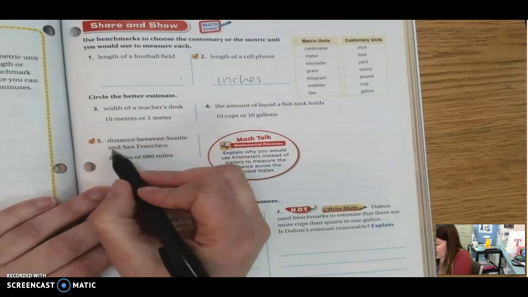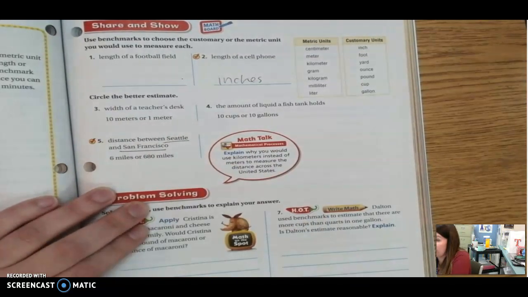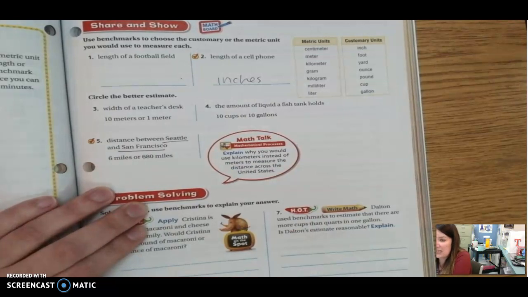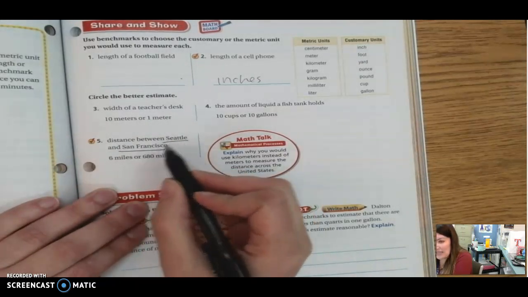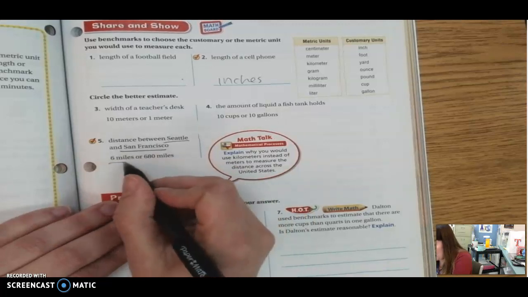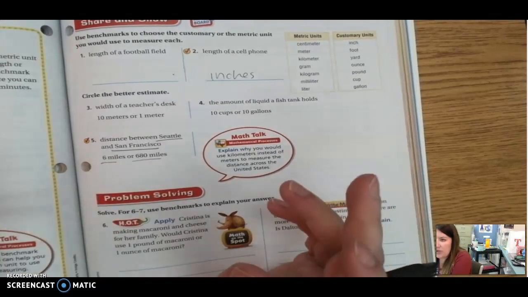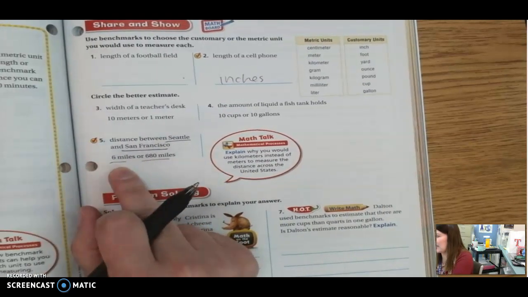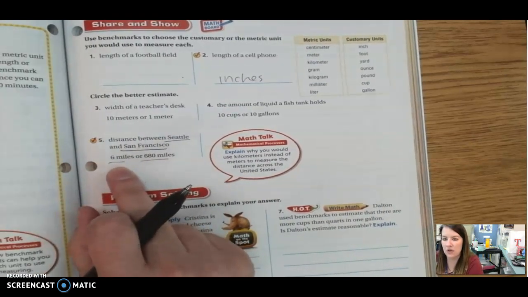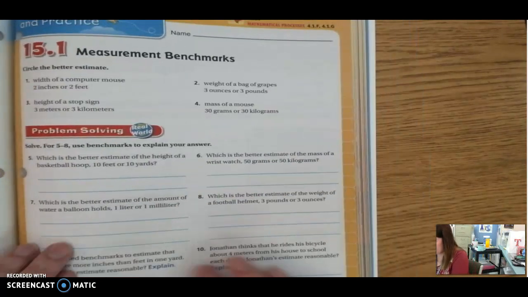Look at this one, number 5. The distance between these two cities, Seattle and San Francisco. Okay, they're in different states. San Francisco is in California. Seattle is further north. What is the distance between those two? Is it going to be 6 miles, you think, or 680 miles? It's probably going to be 680 miles. 6 miles is not far. It's like 6 miles to the grocery store here in town. 680 miles would be a big difference between the cities that we have.